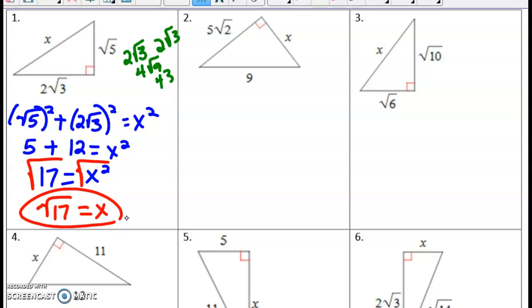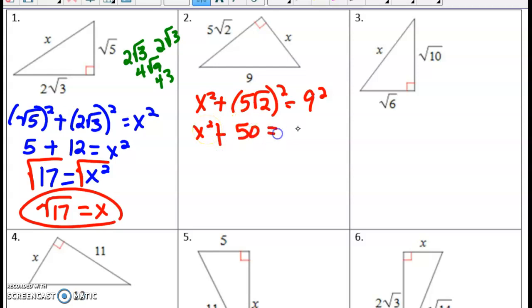Number 2, similar situation, except you have the hypotenuse here. So this is a leg. So when you're writing this out, you need to say x squared plus 5 root 2 squared equals 9 squared. Again, use your calculator, do 5 root 2 times 5 root 2 or 5 root 2 squared. That would be 25 times root 4, which would be 25 times 2, which is 50. And this again, you're going to subtract 50 and you get 31.